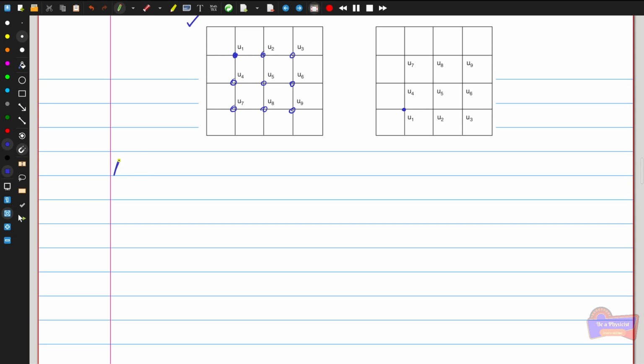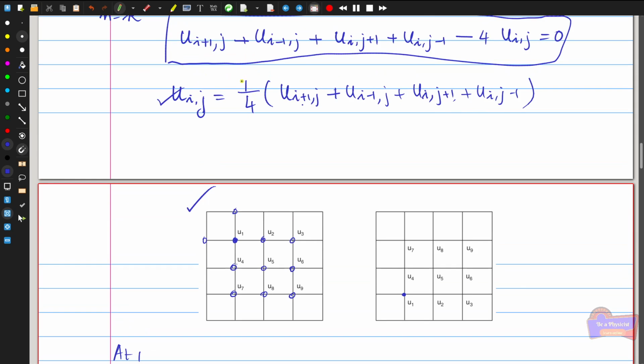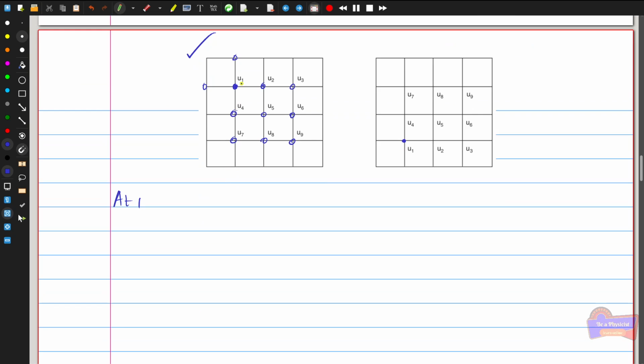So I am going to write it for 1, that means u1. You are going to find that you have the values of u2, u4, and these 2 points are not known. So only two points are actually known to find the values of u1, so that I can just substitute u of i plus 1 comma j, u of i minus 1 comma j, u of i comma j minus 1, using this formula.